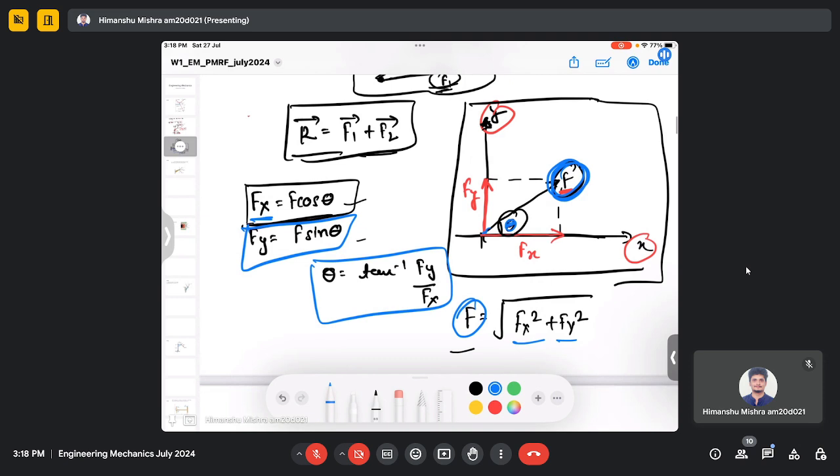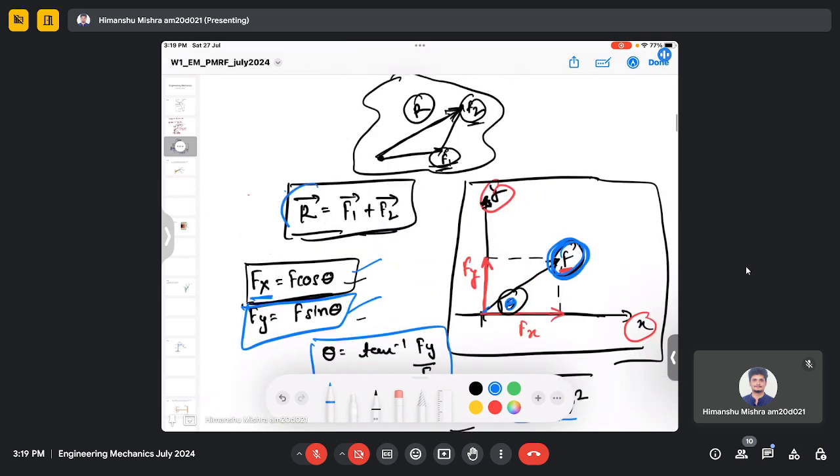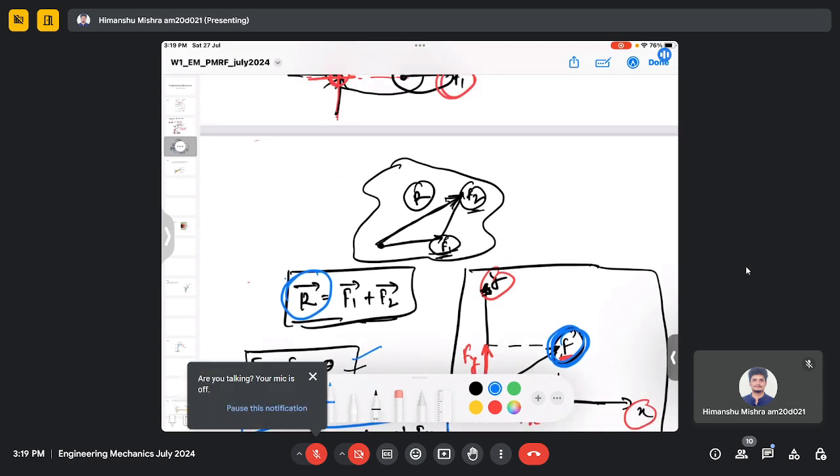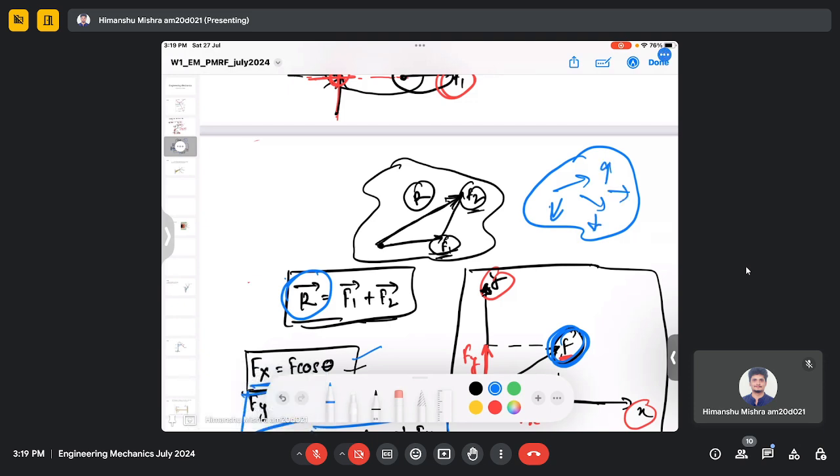Now this component of force can be used to calculate the resultant force as well, because we will be concerned about the resultant force. If you have a body, there can be infinitely many forces acting on it in any random direction. So you need to calculate the overall result due to all these forces, which is given by the resultant force R.